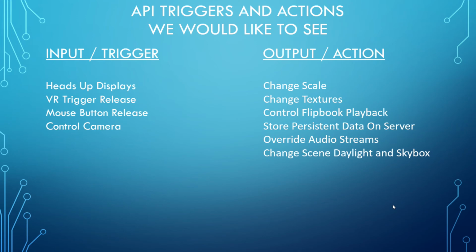And I'd like to be able to control the camera somehow and use that camera position as input to things in my scripts. Output actions: I'd like to see them change scale. I'd like to be able to change textures. I'd like to be able to control the flipbook playback. I'd like to be able to store persistent data on the server instead of out in the web. I'd like to override audio streams in addition to media. And I'd like to change some of the daylight and skybox things on the fly as well, fog.